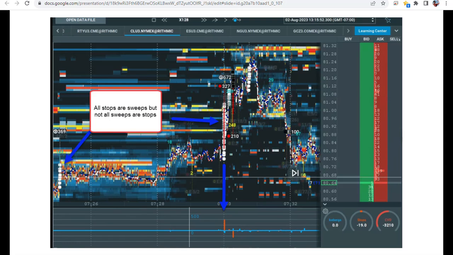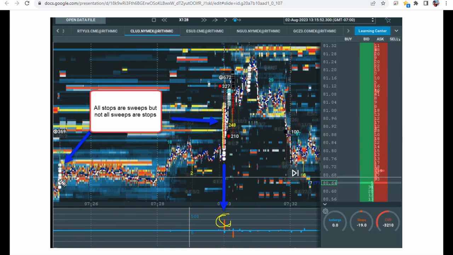Another important thing you need to know is all stops are sweeps, but not all sweeps are stops. So this is a great example here. You can see the stop run was buy stops. You can see the sweeps with the white dots here that led to the stop run. These sweeps actually came in first that led to the stop run, and we'll get into that in a second. You can see that was a stop run by the on chart, and the on chart is the red line and the sub chart.